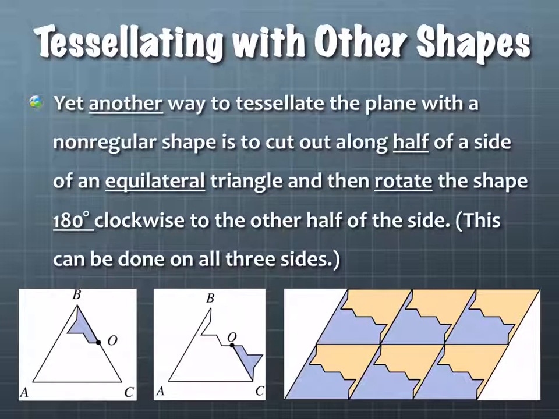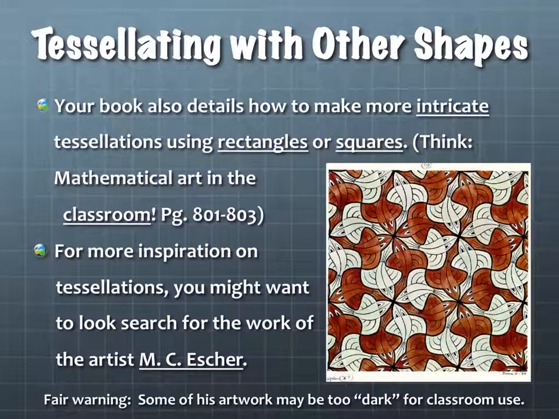We're about to talk about something fun here in just a second. One more piece to talk about. Your book actually talks about some other ways to make more intricate tessellations. So if you are artistic in nature and you would like to see some further information, check out pages 801 to 803. They show you how to use rectangular squares and being able to tessellate with some more interesting shapes. Think mathematical classroom art, stuff you could put on your wall. This particular artwork is done by a gentleman named M.C. Escher. He's got some cool stuff, okay?